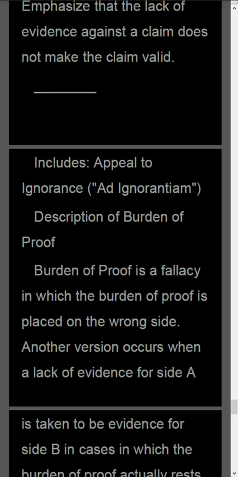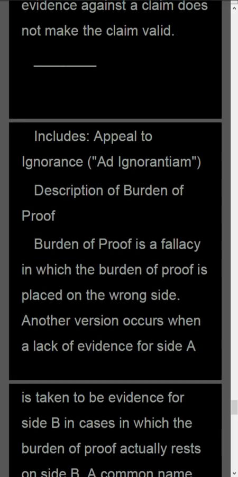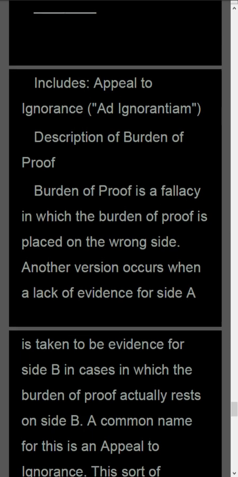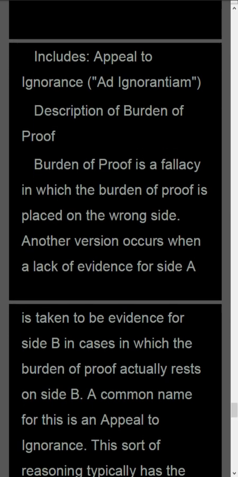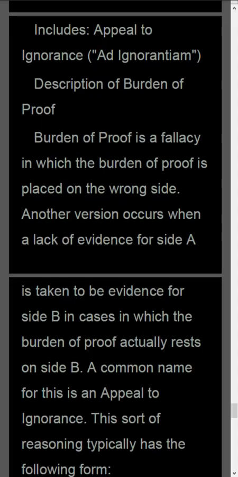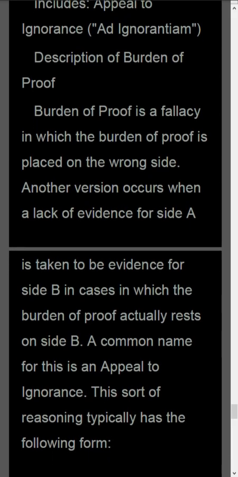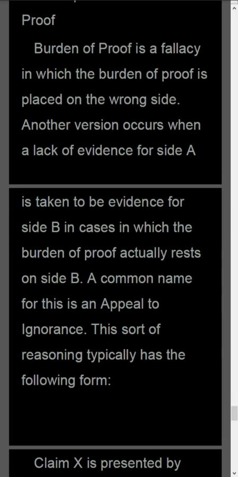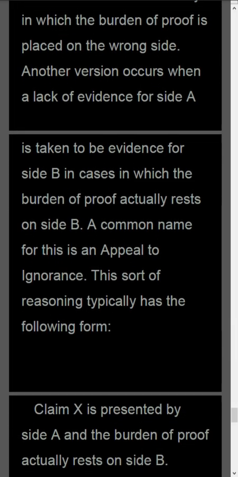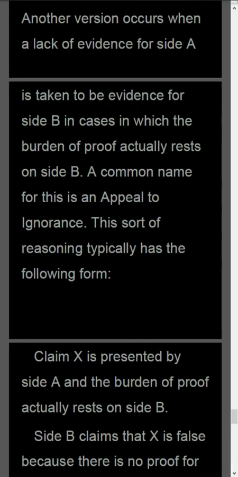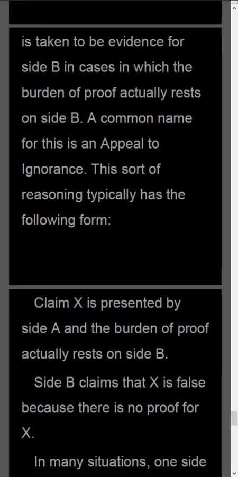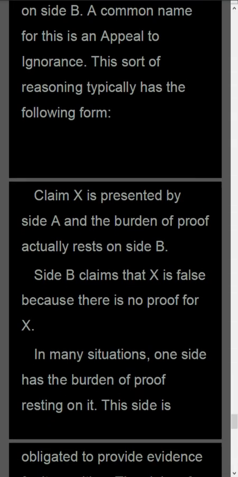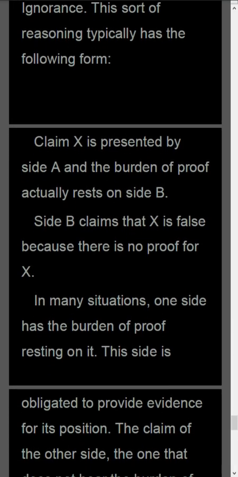Description of burden of proof. Burden of proof is a fallacy in which the burden of proof is placed on the wrong side. Another version occurs when a lack of evidence for side A is taken to be evidence for side B in cases in which the burden of proof actually rests on side B. A common name for this is an appeal to ignorance. This sort of reasoning typically has the following form. Claim X is presented by side A and the burden of proof actually rests on side B. Side B claims that X is false because there is no proof for X.